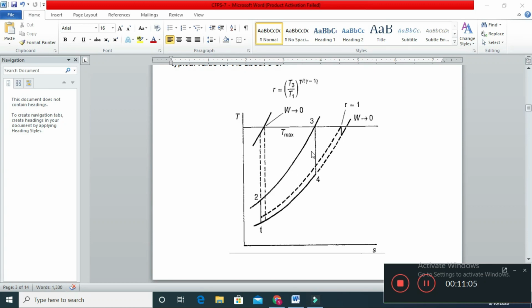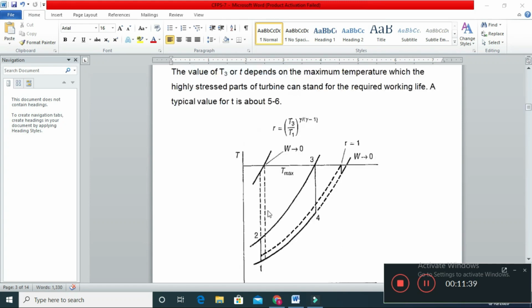This is the optimum combination. We have to provide work from 1 to 2, and we will obtain work from 3 to 4. So the work obtained in 3 to 4 will be much higher than the work supplied during the compression process. Since the constant pressure lines on the TS diagram diverge with the increase in entropy, this vertical distance is more than this vertical distance.